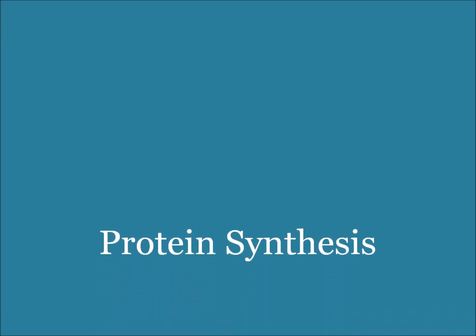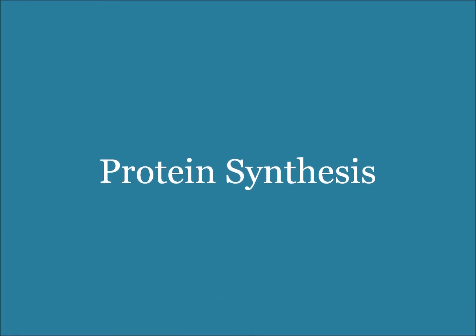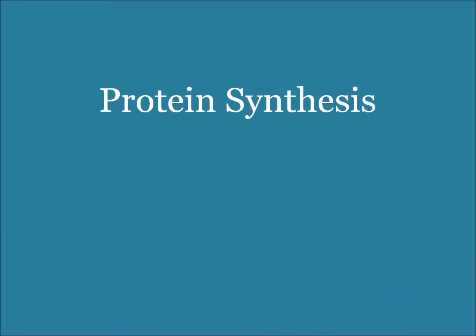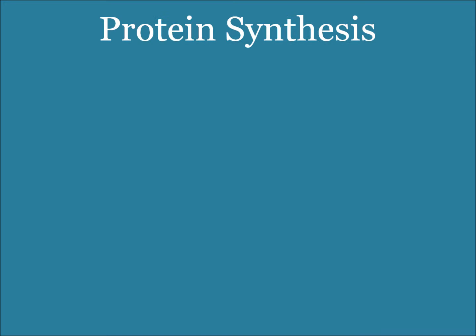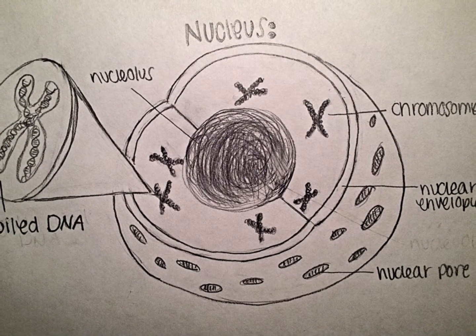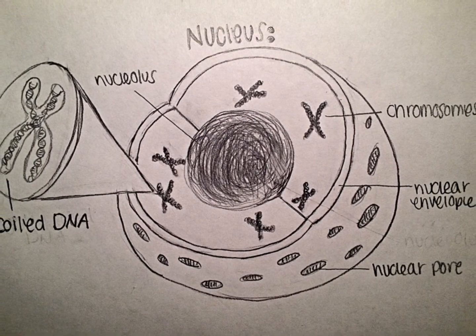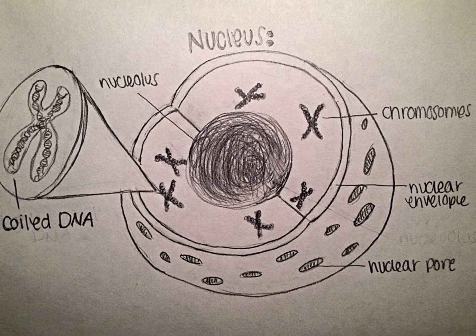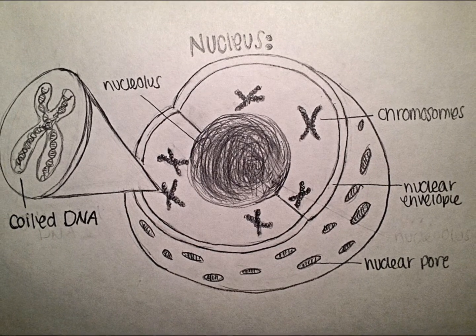One of the major processes of endomembrane trafficking is protein synthesis. There are many steps involved in protein synthesis. The process first takes place in the nucleus, known as the control center of the cell. The nucleus contains the majority of the cell's genetic material in the form of DNA that is coiled into chromosomes.